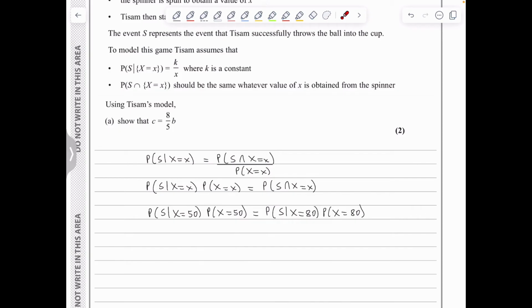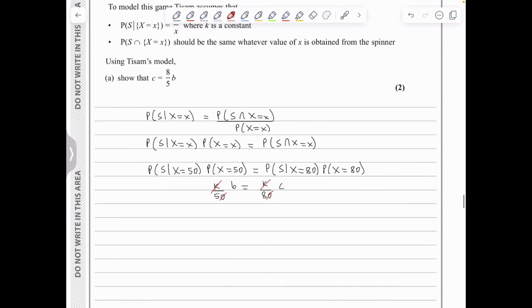Now the probability of S given x is 50 is simply k over 50, using the fact that the probability of S given x is k over x, and the probability of x is 50 is b, which should be equal to k over 80 times c. Well, obviously the k's will cancel out, the 0 with the 0 cancels out, and therefore if we cross multiply, we get 8 over 5 times b is equal to c as required.